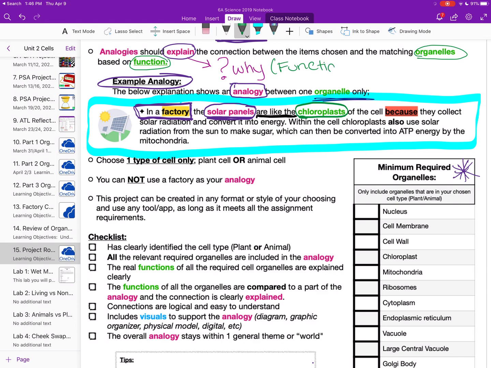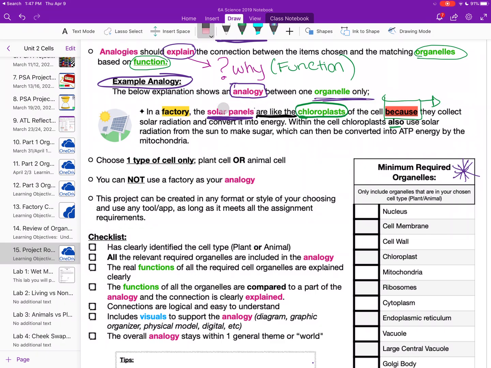function? If we read a little bit further, it says, In a factory, the solar panels are like the chloroplast of a cell because they collect solar radiation and convert it into energy. That's the function of solar panels. Within the cell, chloroplasts also use solar radiation from the sun to make sugar, which can then be converted into ATP energy by the mitochondria. Everything after this because statement is the explanation about the function. I'll erase all my little doodles here.